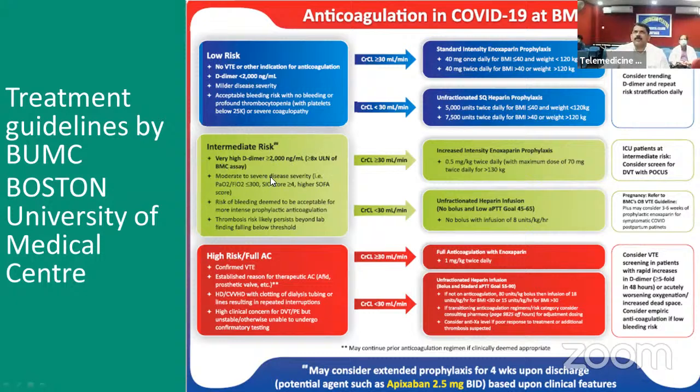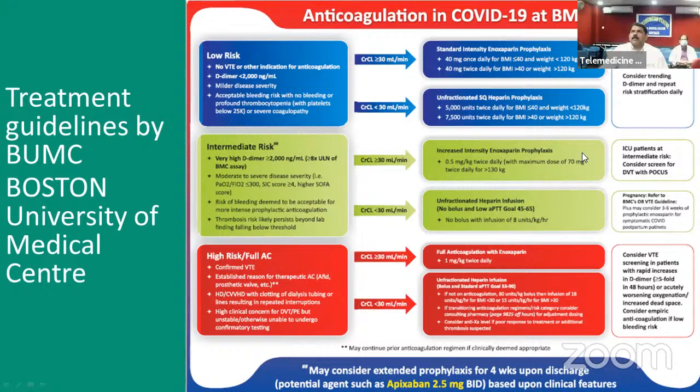And the moderate to severe disease, that is the PF ratio less than 300, SIC score more than 4, SOFA score is higher, and risk of bleeding deemed to be acceptable for more intense prophylactic coagulation, and thrombosis risk likely persist beyond lab finding falling below the threshold. So if the creatinine clearance is more than 30, then increase the intensity of enoxaparin prophylaxis.